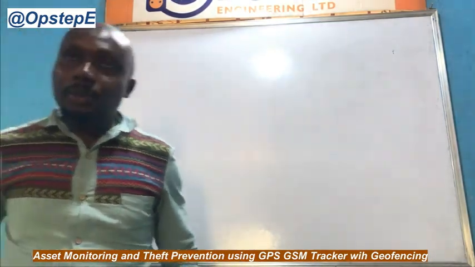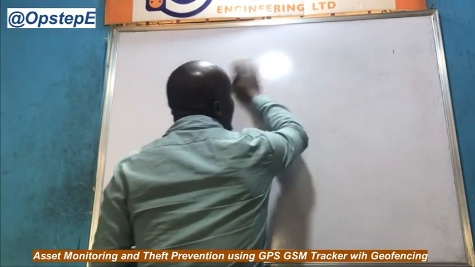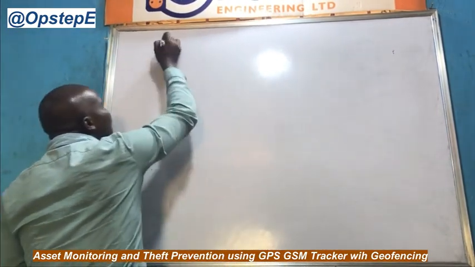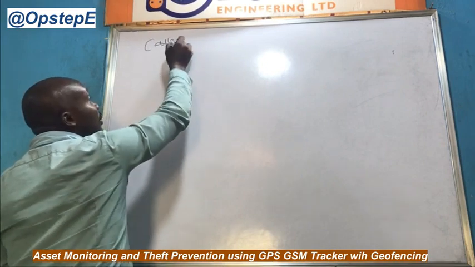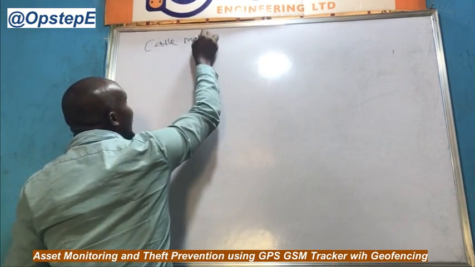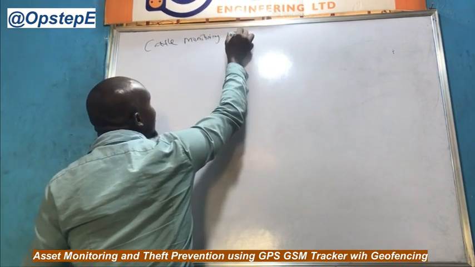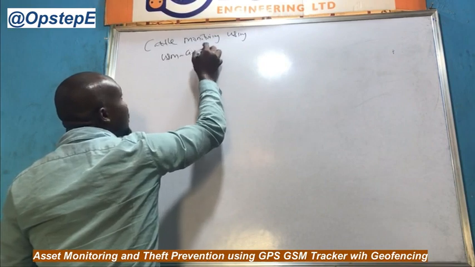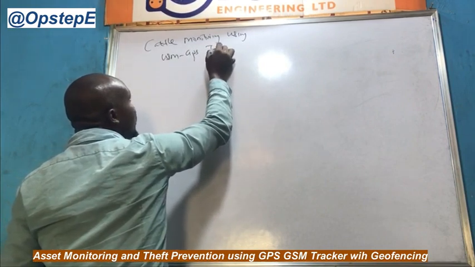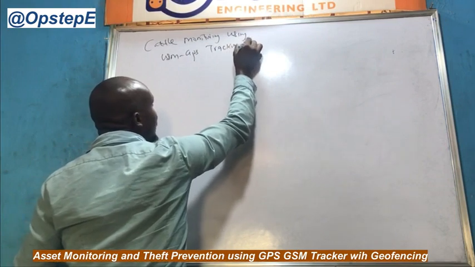So the project in question that we tend to discuss, you say it's what do you call it? Cattle monitoring using tracker and GPS. Cattle monitoring using GSM GPS tracking device or tracking system.